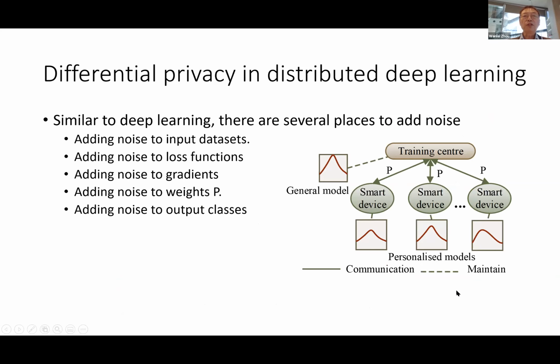We can also use differential privacy in distributed deep learning. We've seen that federated learning has been a hot topic in the past as well. By putting this noise in the data sets, you can achieve some kind of privacy, some kind of defense against these attacks in federated learning. You can put that in the loss function, gradients, weights, and many of the things. You can actually achieve a lot of good things in distributed deep learning or federated learning.